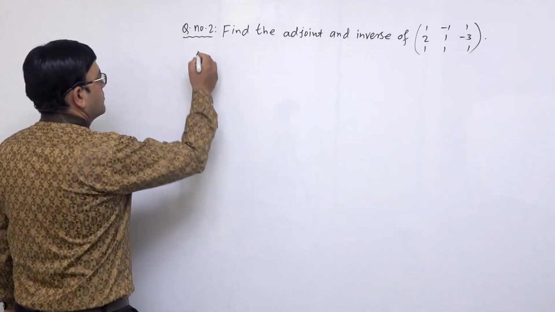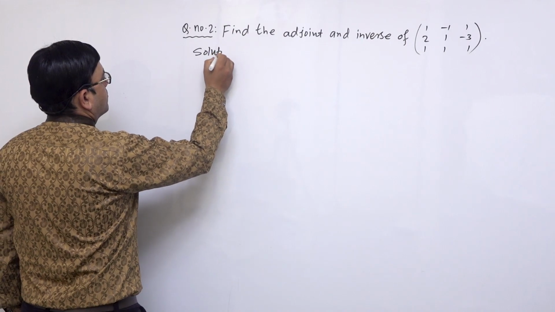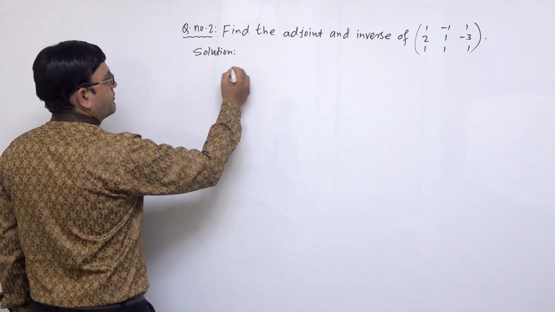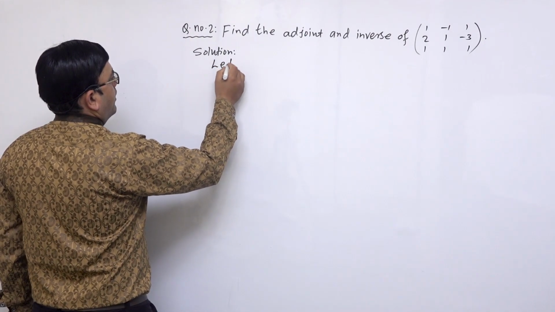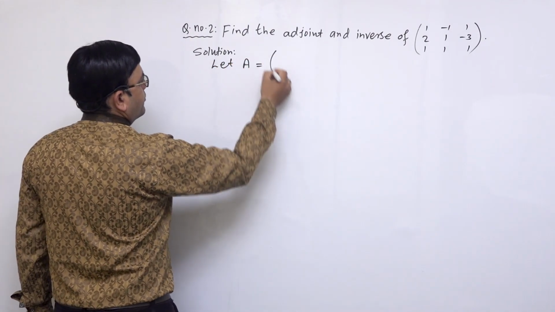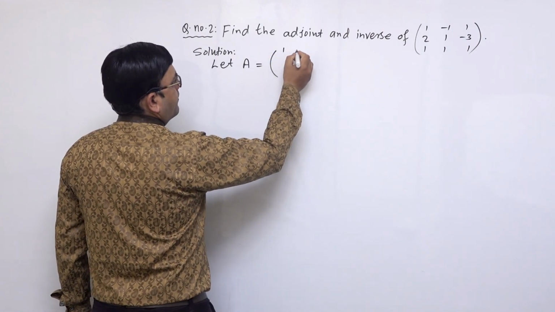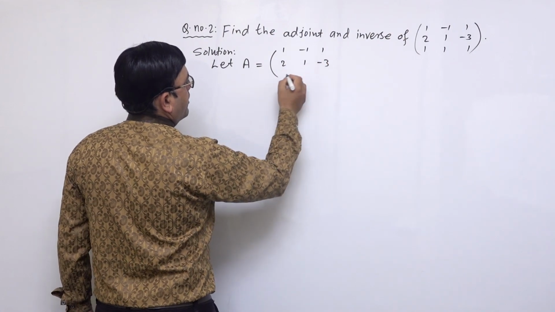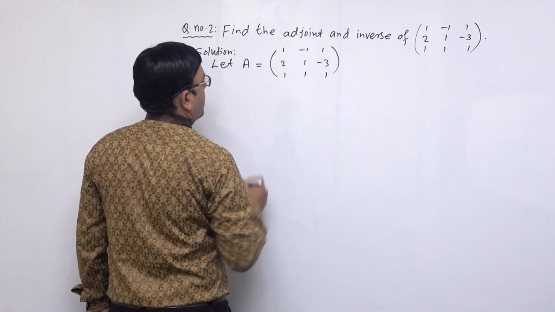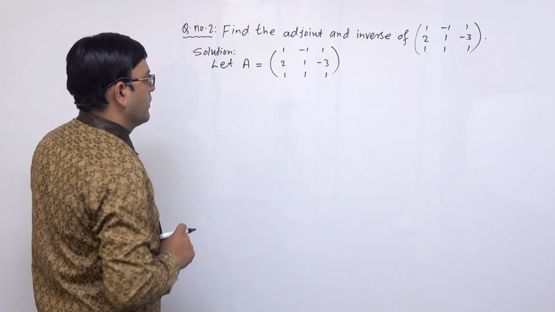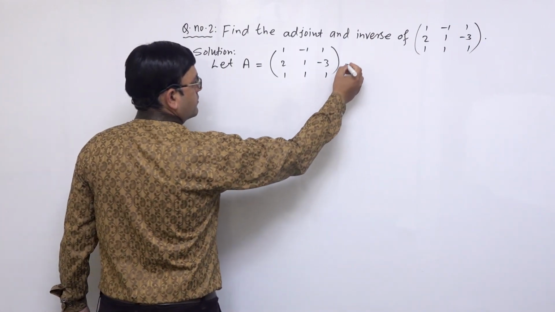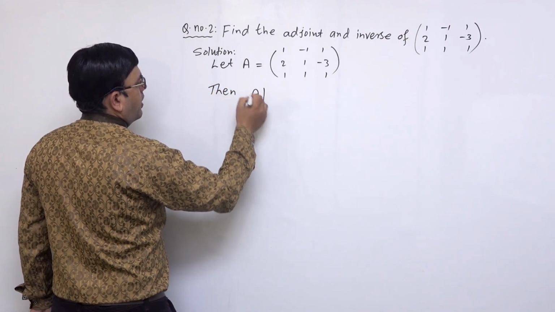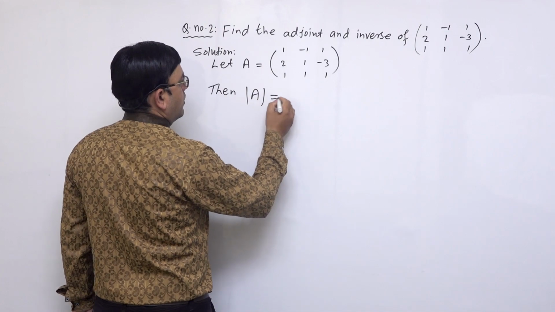Solution. At first, let A equal this given matrix: 1, minus 1, 1, 2, 1, minus 3, 1, 1, 1. This is matrix A. We let it. Then the determinant of A is equal to the determinant.